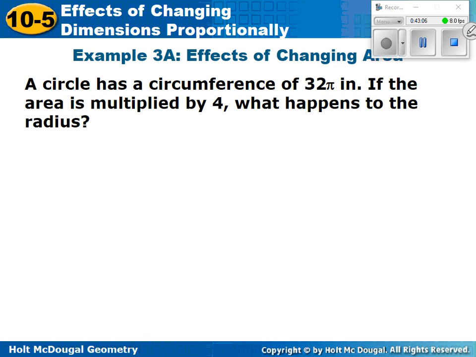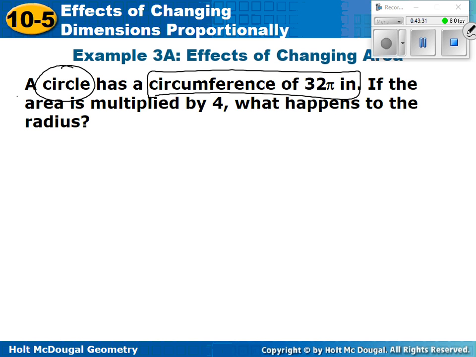Okay, we're going to look at one of these questions where we have to work backwards, and let's see if you can understand this. Okay, the last 2 questions are harder, and you have to work backwards to figure them out. I'm going to try to just do it the shortcut way, though. Okay, so we're talking about a circle. A circle has a circumference of 32 pi inches.